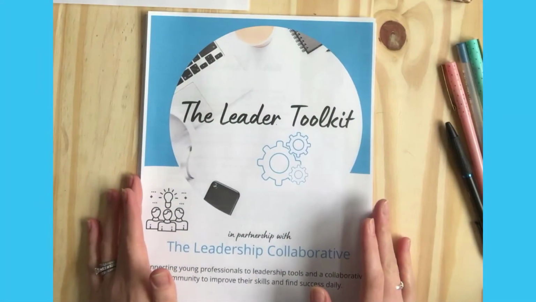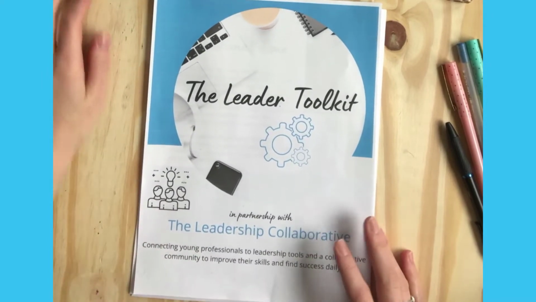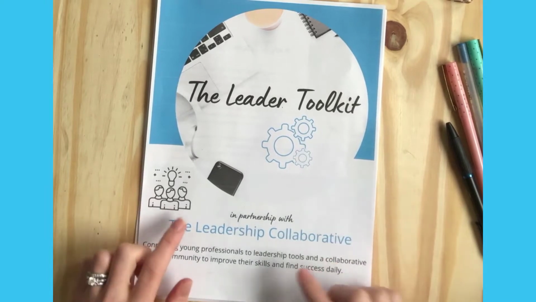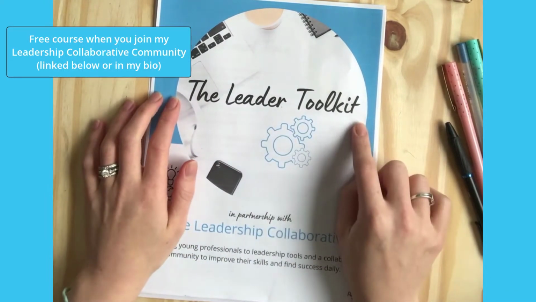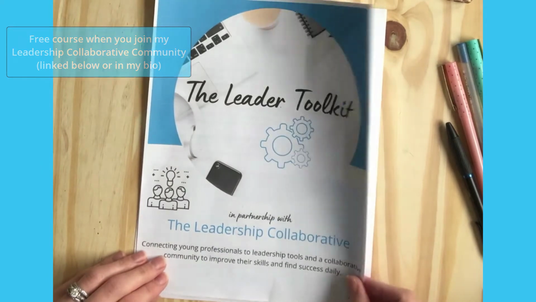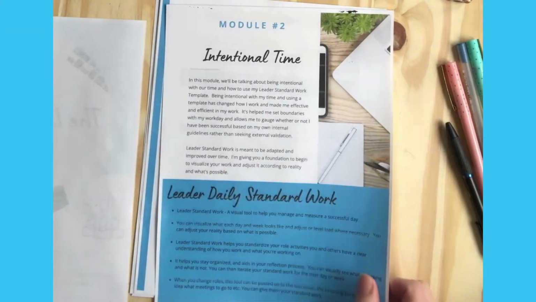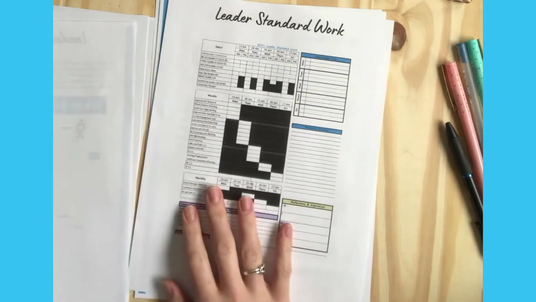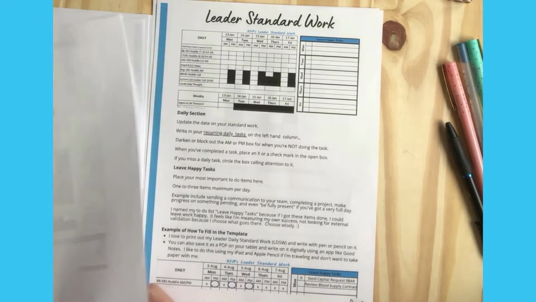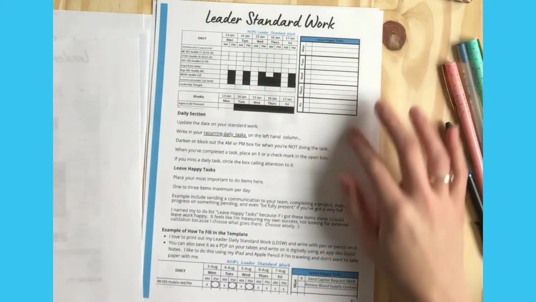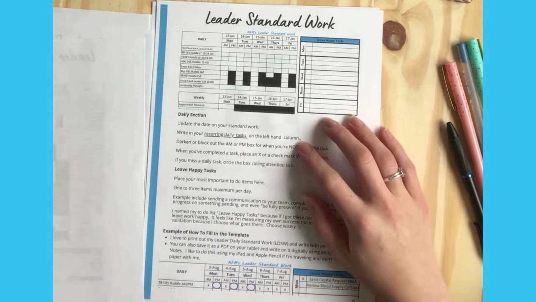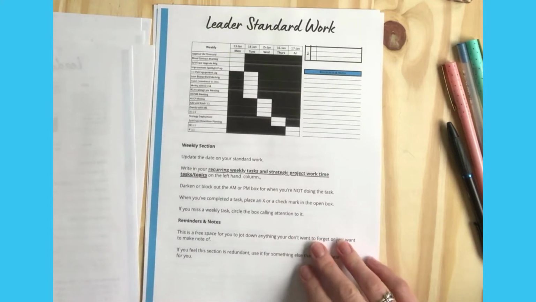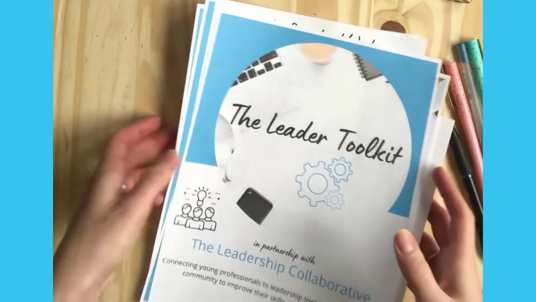All right, so let's get started. Here is, again, the PDF that you get when you sign up for my Leadership Collaborative community. This is my little logo. And you get the free course called the Leader Toolkit. And in here, I go in depth about Leader Daily Standard Work. As you can see, I talk about zones of control. So I'll talk a little bit about that, give you a screenshot of Leader Standard Work, and then I break it down by different sections of the Leader Standard Work and tell you how to fill this out and what's worked for me. So that's what I'm going to share with you in this video today.